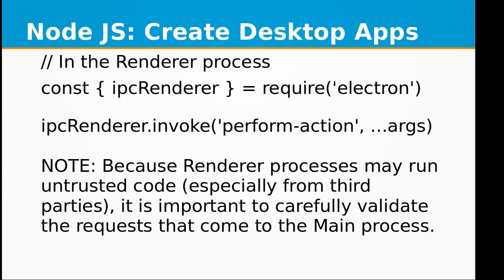In the renderer process, we can import ipcRenderer from the Electron package and then call the invoke function of the renderer process. Because renderer processes may run untrusted code, especially from third parties, it is important to carefully validate the requests that come to the main process.